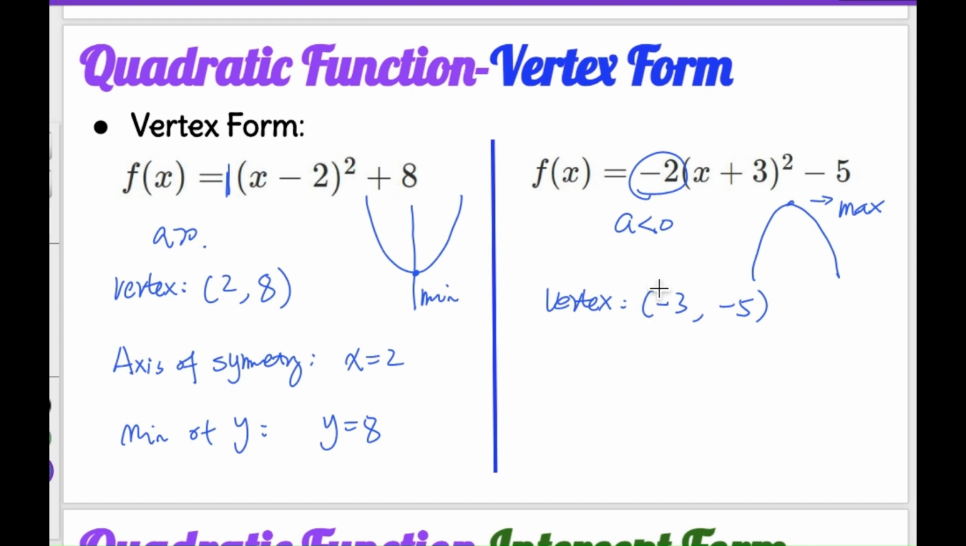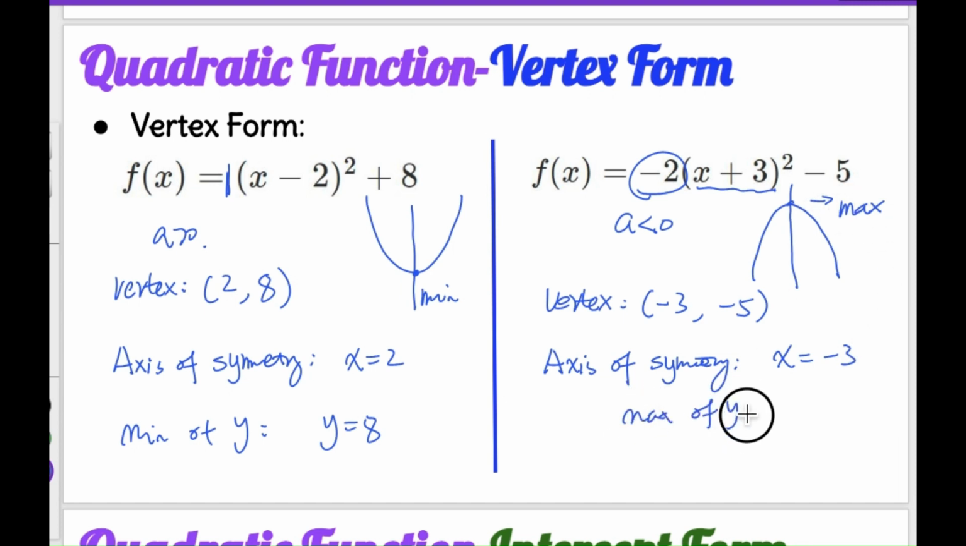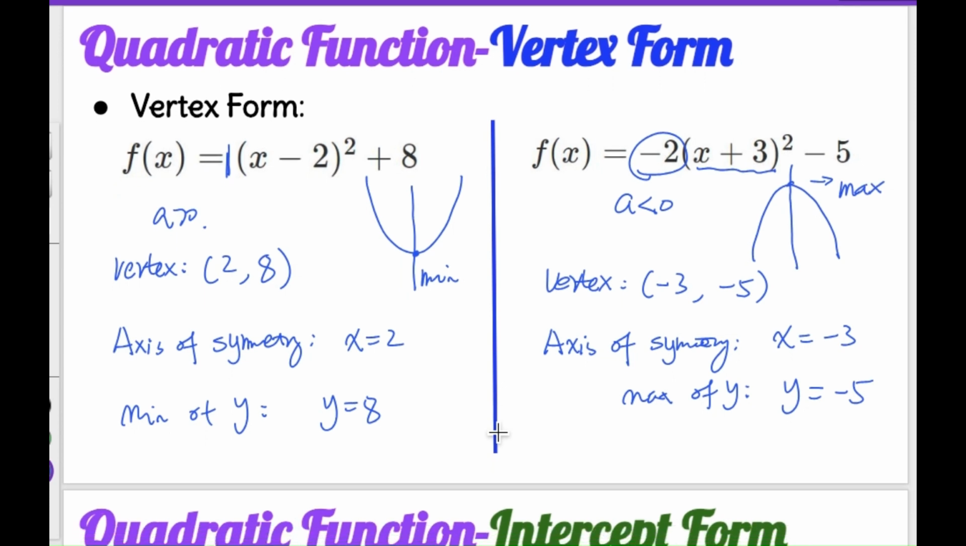This is our vertex. So we always read the opposite part for the vertex, and we know that the axis of symmetry is always the line passing through the vertex, so the axis of symmetry for this case is x equals -3, and we are looking at the maximum value of y, which is -5. As you can see, we can read a lot of information from the vertex form. That's why vertex form is very commonly used for quadratic functions.